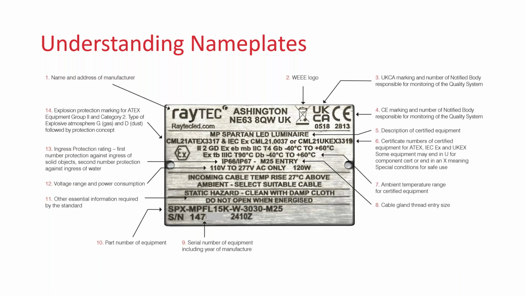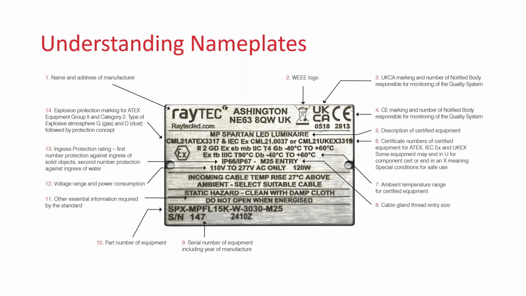Item 9 at the bottom details the serial number of the equipment, including the year of manufacture. So in this instance, you have 2410, which for us would mean 2024, week 10. Item 10 gives you the specific part number of the equipment in question. Item 11 gives you any other essential information required by the standard. Item 12 details the voltage and power consumption.